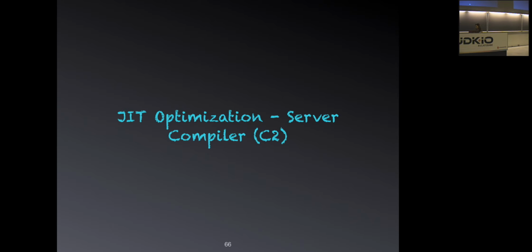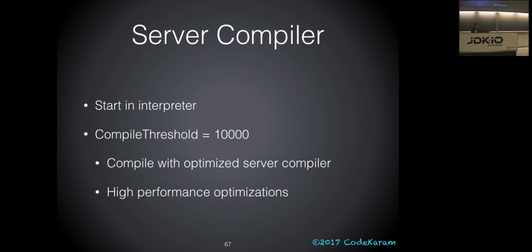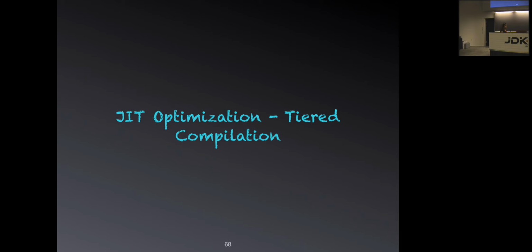Then there's the other flavor, called the server compiler, also known as C2. The server compiler would start in an interpreter just like C1 would, but the compilation threshold, that is the method invocation count, is 10,000. Remember, compared to 1,500, it's 10,000. And now it has many performance optimizations that could be done. So if you have a long-running application with hot methods, they cross the compilation threshold pretty quickly, and they will get JITted with higher performance optimizations.